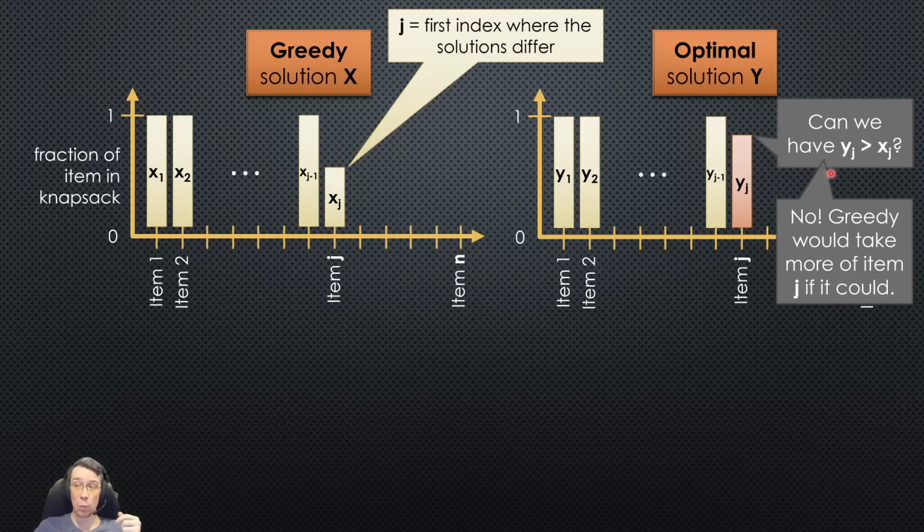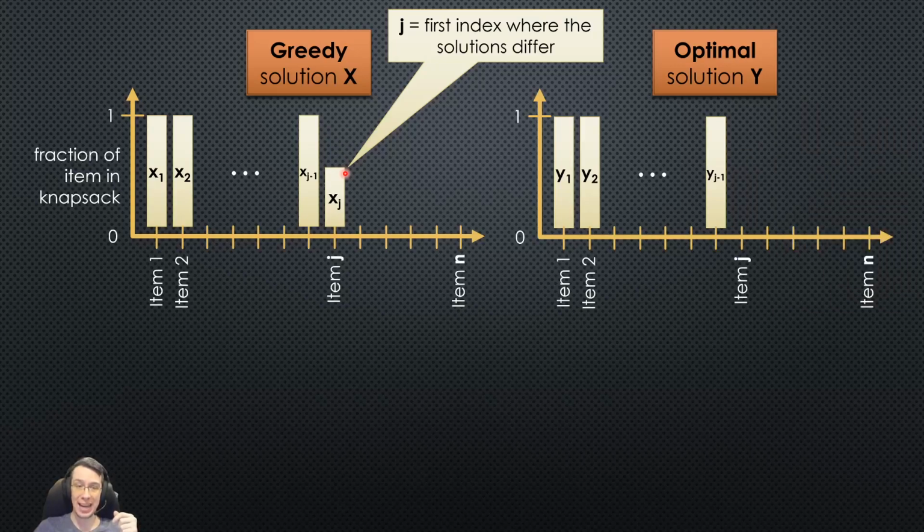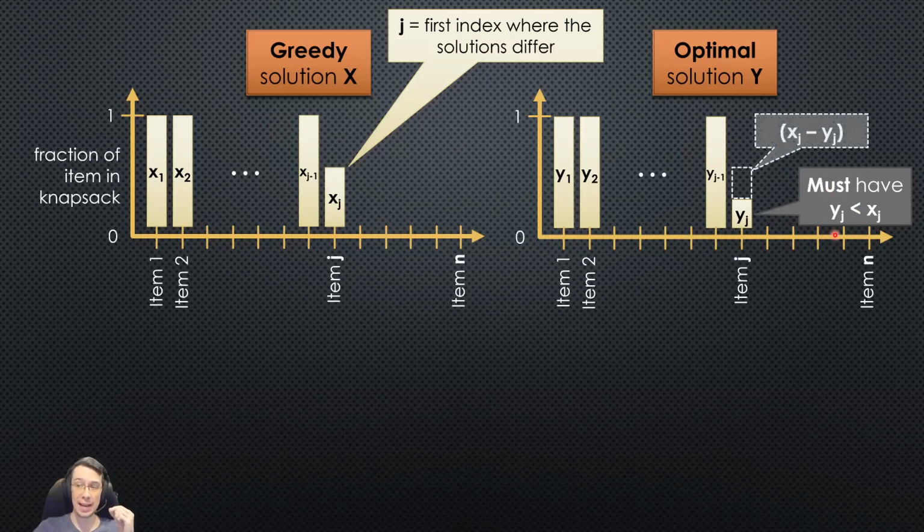So if yj is greater than xj, that tells us that it should be possible to take more of item j than x actually does, which yields a contradiction. So yj can't be greater than xj. It has to be less than or equal to xj. And in fact, because we've just said that yj and xj differ, they're the first location that differ in x and y, we have to have that yj is strictly less than xj.